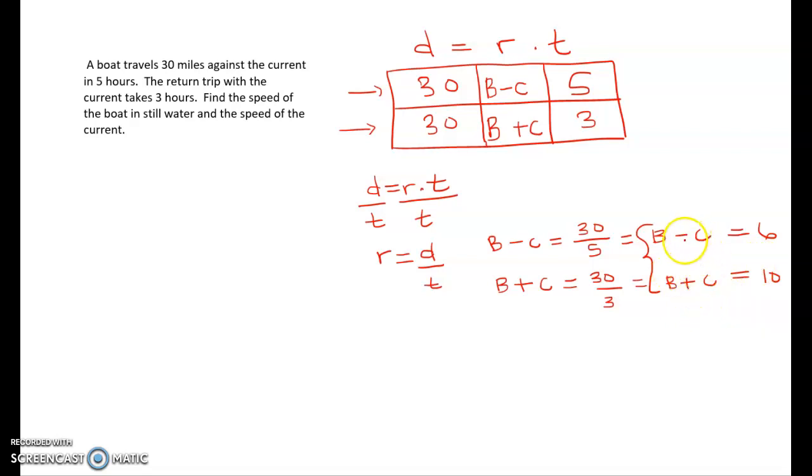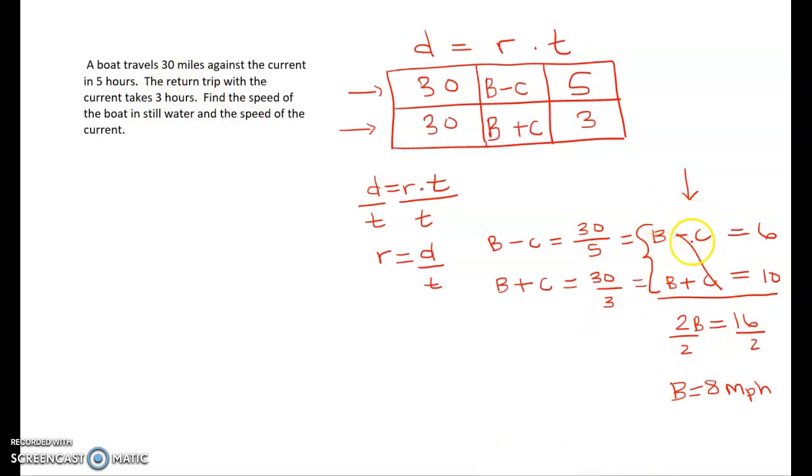Now in this case, with elimination, we want the same number but opposite. Check these c's out. One's negative, one's positive. And so we're just going to do elimination. We add these 2 together, and those c's cancel. We'll get 2b equals 6 plus 10, or 16. We divide by 2. So the boat speed then is going to be 8. And since it's miles and hours, we know the speed is going to be in miles per hour.